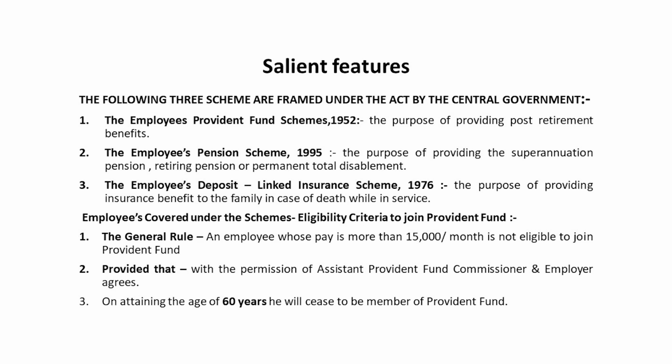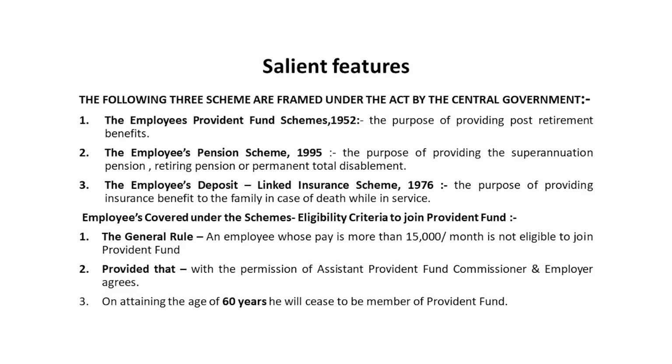Basically there are 3 schemes framed under this act by the central government. The first scheme is the Employee Provident Fund Scheme 1952, and its purpose is to give the benefit after post retirement. The other scheme under this act is the Employee Pension Scheme 1995, whose purpose is that after superannuation a pension can be given to a retiring person, or in case of permanent total disablement. These are insurance and pension kinds of benefit given after superannuation, retirement, or total disablement. And the third scheme is the Employee Deposit Linked Insurance Scheme.